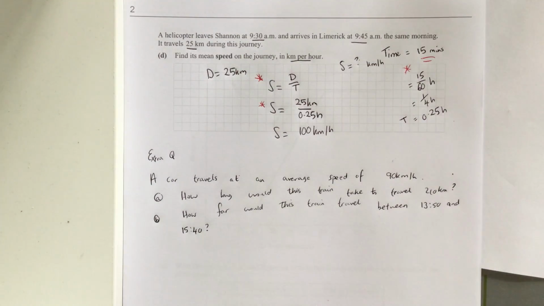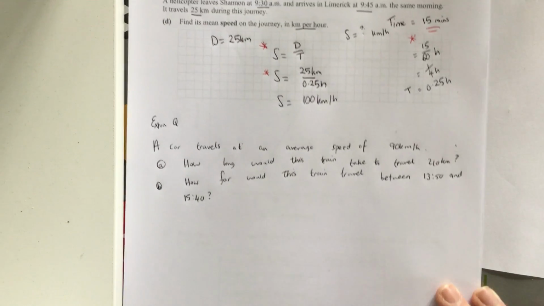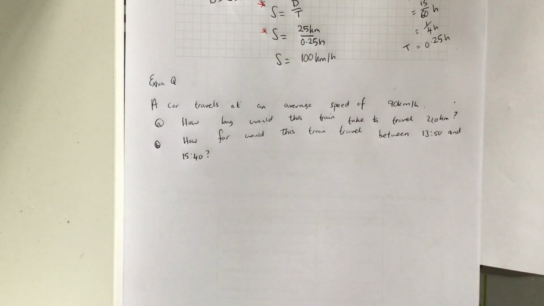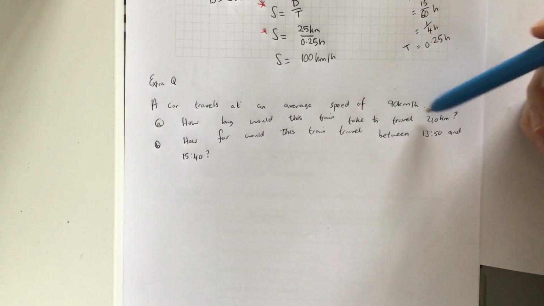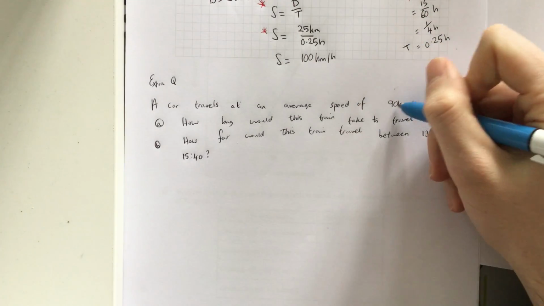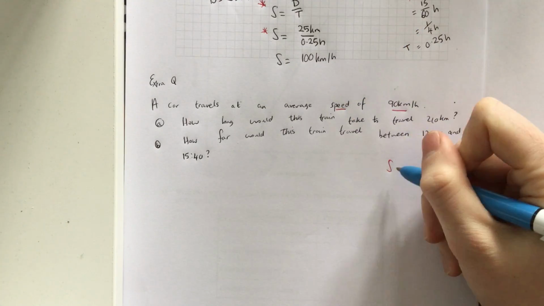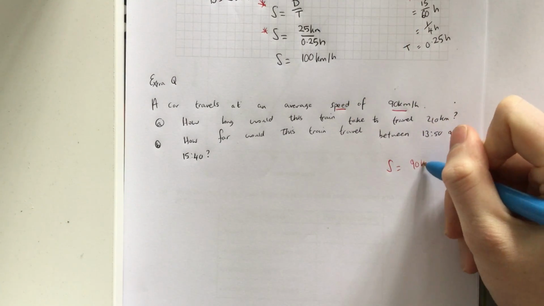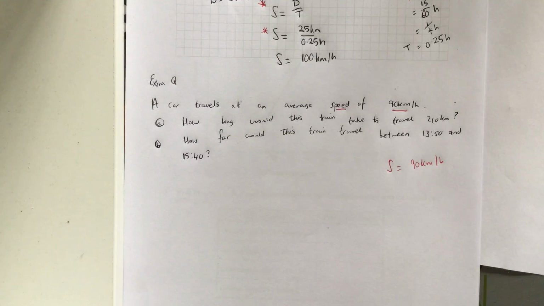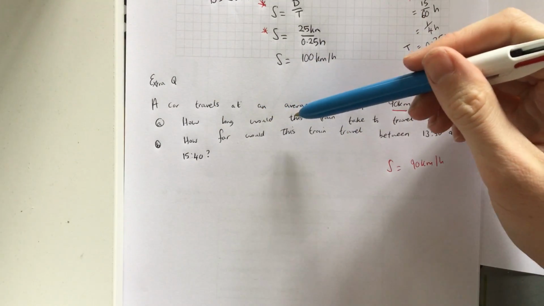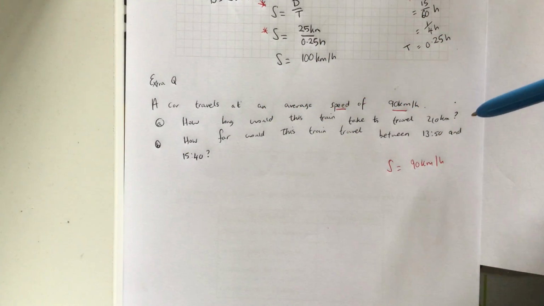Next question. We want to look at one other type of question. The difficulty level is a little bit harder on this one, but I know you're well up for this one. We're told here a car travels at an average speed of 90 kilometers per hour. So we can write down that the speed is equal to 90 kilometers per hour. We're asked in part A, how long would this train take to travel 210 kilometers?